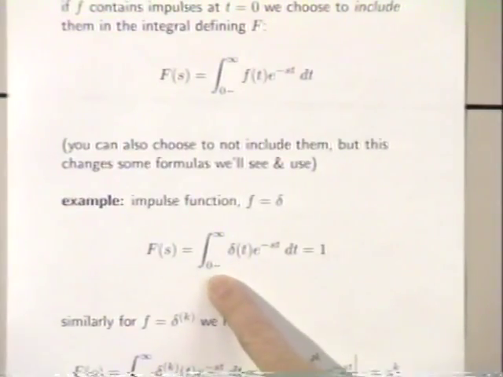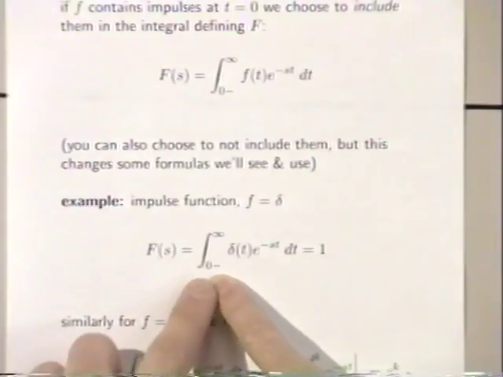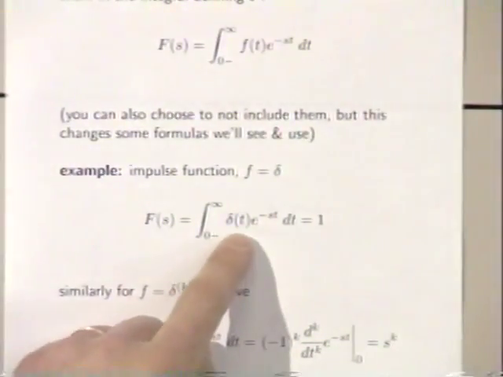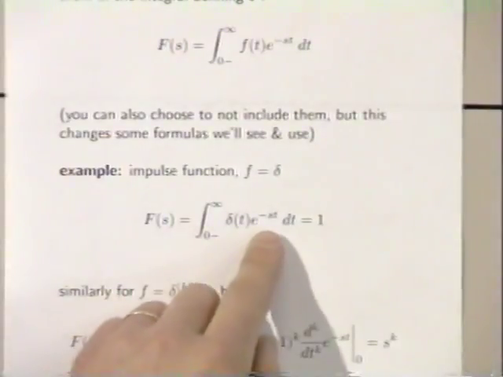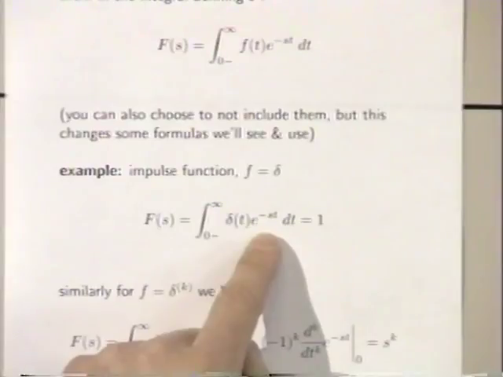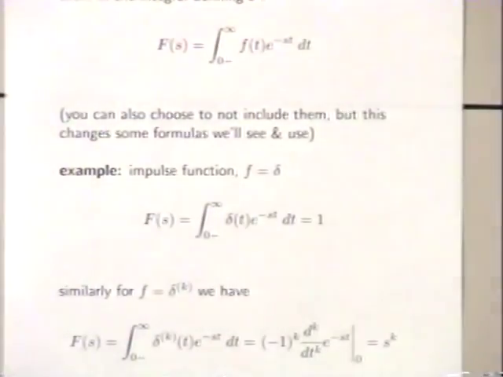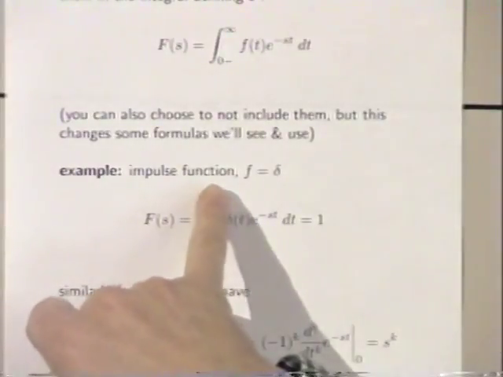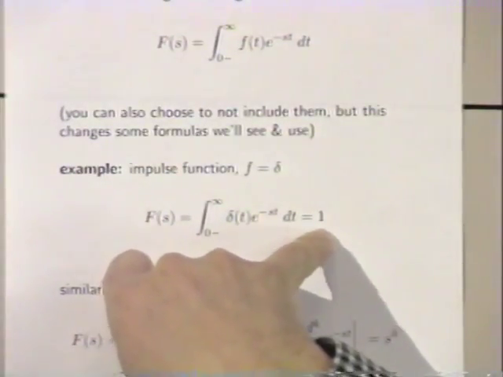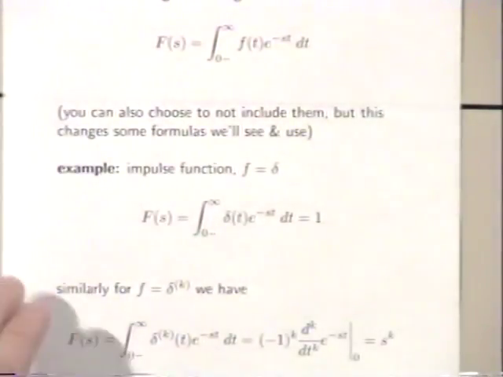With the 0 minus, it makes it completely unambiguous. The intention is that we will include this impulse. Now, if you do this, of course, this simply picks out the value of this function at t equals 0. But the value of e to the minus st when t equals 0 is 1, and it's completely independent of s. So the Laplace transform of the delta function is simply the constant function 1. Okay? So that's how that works.